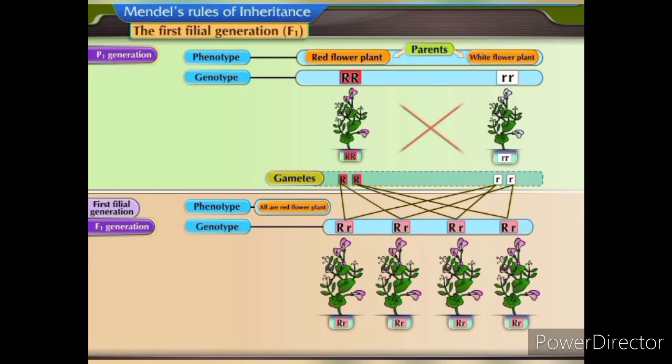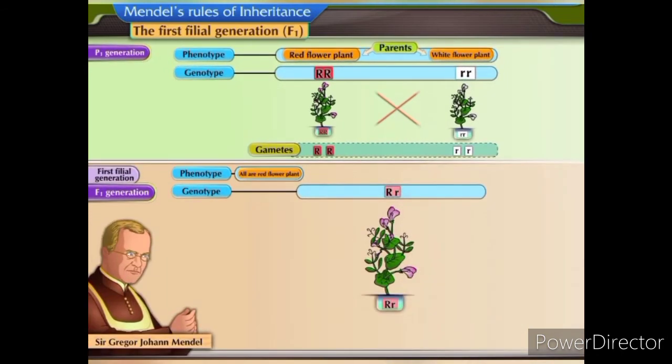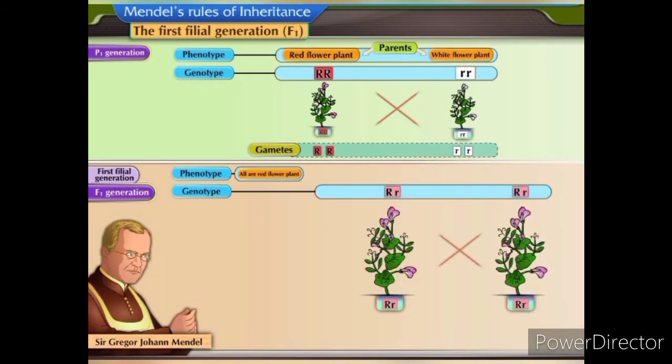In this experimental cross, red-colored F1 plants are similar in their phenotype, but different in their genotype in comparison to the red-colored parental P1 plant. That is, P1 plants are capital R, capital R, and F1 plants are capital R, small r. Mendel was curious to find out the result if he crossed two F1 individuals having this genetically hybrid combination. Mendel thus continued his experiments with these F1 plants.